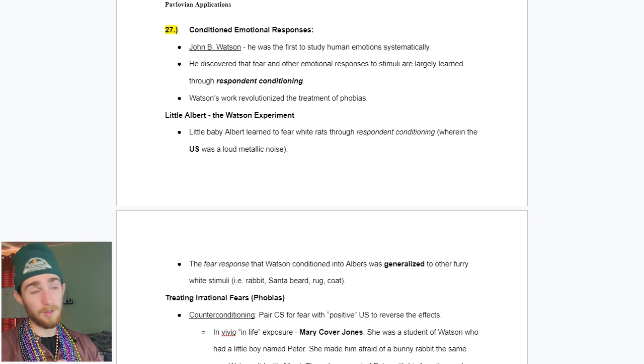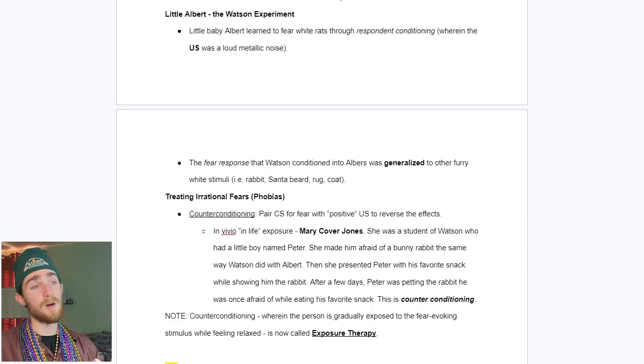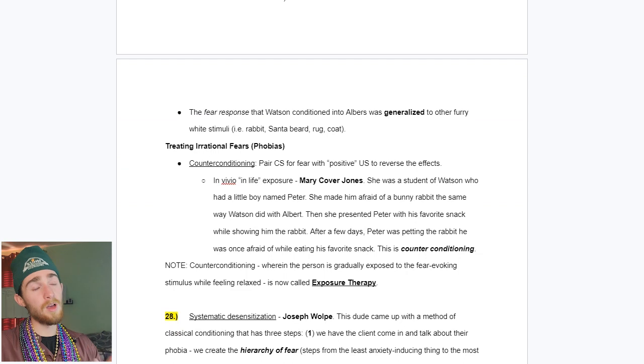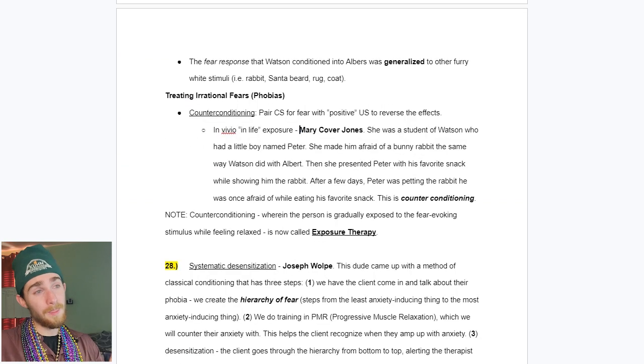Little baby Albert learned to fear white rats through respondent conditioning, and the fear response that Watson conditioned into Albert was generalized to other furry white stimuli. What's even cooler is what Mary Cover Jones did, treating irrational fears with counter-conditioning. Counter-conditioning is where you pair a conditioned stimulus for fear with a positive unconditioned stimulus to reverse the effects of that fear. In vivo, or in-life exposure, comes to us from Mary Cover Jones.